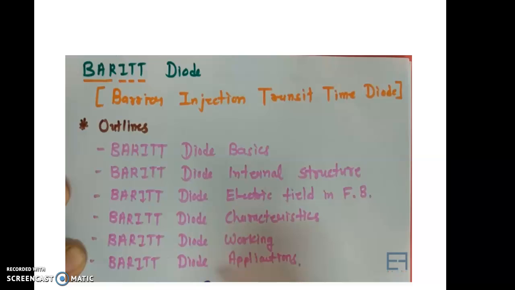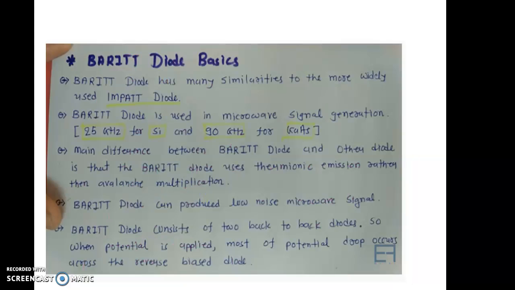BARITT stands for barrier injection transit time diode. In this session, we will discuss BARITT diode basics, internal structure, electric field in forward bias, diode characteristics, working and applications. The BARITT diode has many similarities to the more widely used IMPATT diode. It is used in microwave signal generation, 25 GHz for silicon and 90 GHz for gallium arsenide. The main difference is that the BARITT diode uses thermionic emission rather than avalanche multiplication, so it can produce a low noise microwave signal.